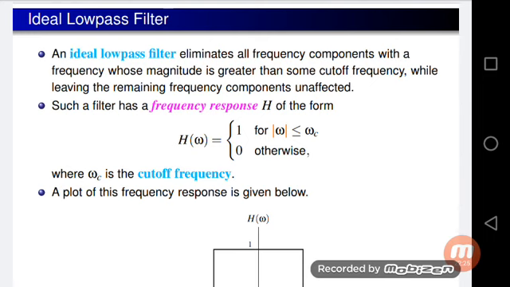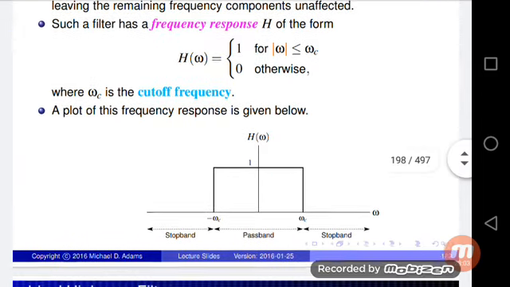Such a filter has a frequency response H of omega equal to 1 for omega less than or equal to omega c, where omega c is the cutoff frequency, and 0 otherwise. If 1 is present, the wave will propagate. If 0 is present, the wave does not propagate. When it is 1, the wave appears on the positive side only. If the value is 0, the wave is blocked.